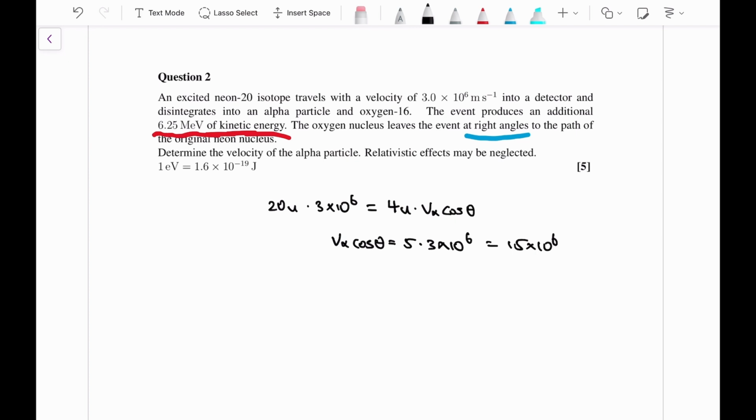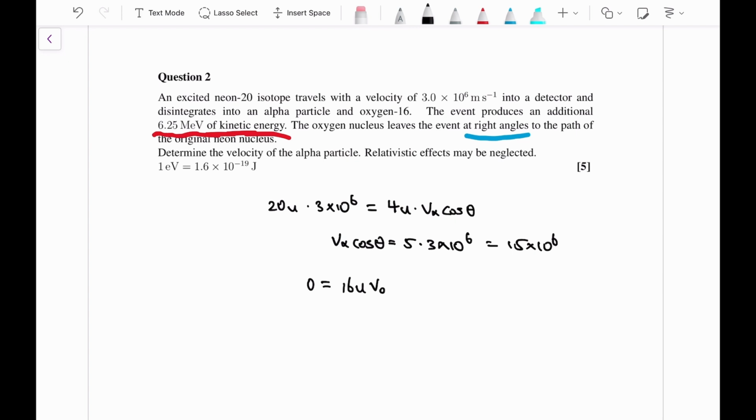And I think then we can move on to the conservation of vertical momentum. Firstly, the neon 20 isotope, for its momentum it will be 0. And for oxygen 16, it will be 16u times some velocity, let's say VO. And then we have to consider momentum with the alpha particle.